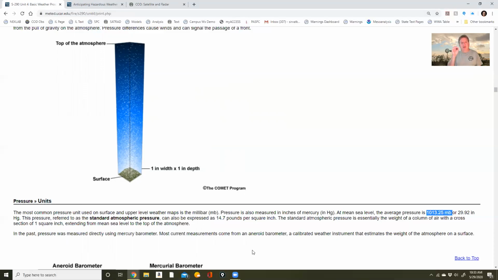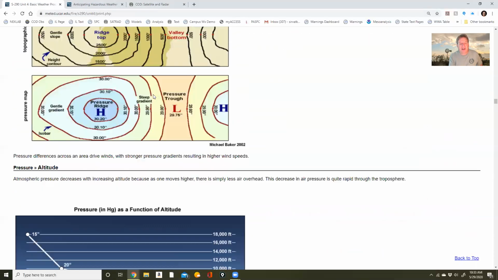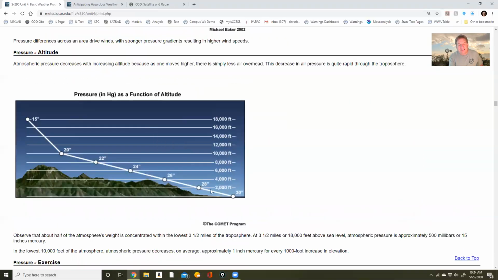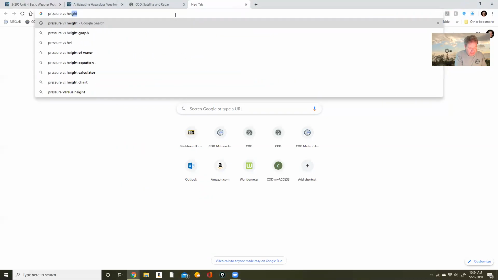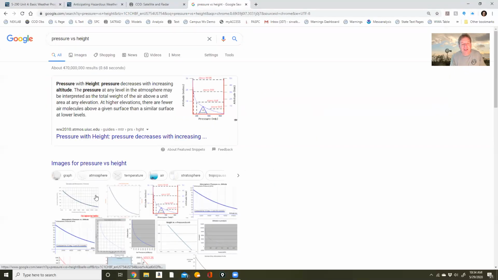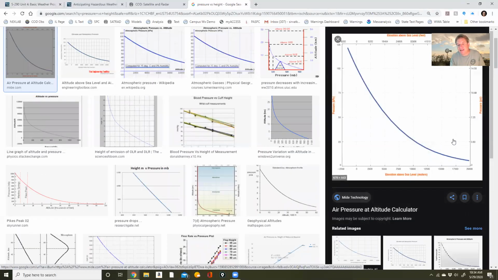So what happens when you go higher up? Well, there's less air above you, so the pressure goes down. It's going to decrease with height. Here we're talking about barometers, variations, high pressure, low pressures, and we get this as a function of altitude. So I'm going to go pressure versus height. If I look at images, do you see this image here? It's not straight, it's a curve. It's what we call an exponential curve. So the higher up I go, the pressure drops exponentially.